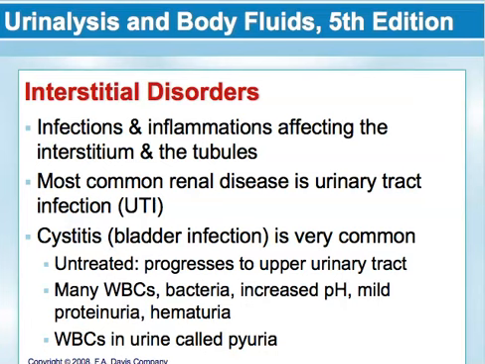Moving now into the interstitial disorders. These are going to be disorders that affect the interstitium and also the tubules. The most common renal disease is UTI, which can be in the upper or lower urinary tract. Most commonly seen is a bladder infection known as cystitis, which can progress to an infection of the upper urinary tract if it's not treated. These are seen more often in women than men, and symptoms include urinary frequency and burning. The urinalysis will show many white cells and bacteria, sometimes with proteinuria, hematuria, and increased pH.